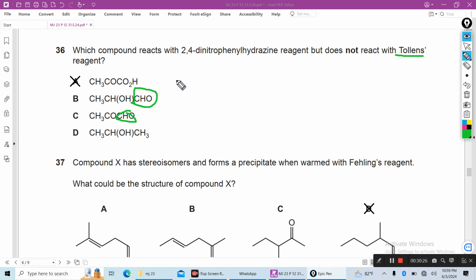And 2,4-dinitrophenylhydrazine reacts with carbonyl compounds, so A has a carbonyl group. A reacts with 2,4-dinitrophenylhydrazine but does not react with Tollens' reagent because it is a ketone. So carboxylic acid and ketone do not react with Tollens' reagent. Only aldehyde reacts with Tollens' reagent.